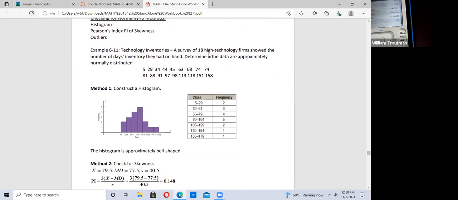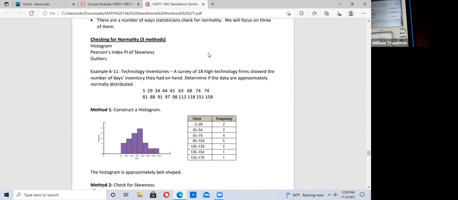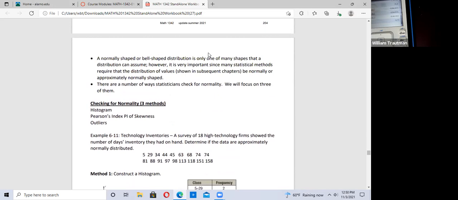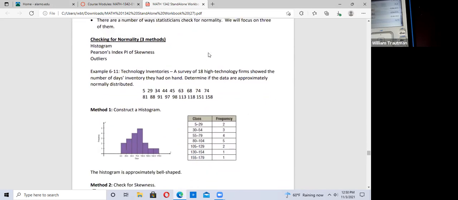If they ask you to construct a histogram on the homework, don't forget, you're going to have to go back to like week 4 or 5. In week 4 or 5, we constructed the histogram. So if they give you data in the homework and say construct a histogram, go back to week 4 and 5 on your calculator and learn how to do that again, because you're going to have to do that. And they ask, is this a bell-shaped curve?